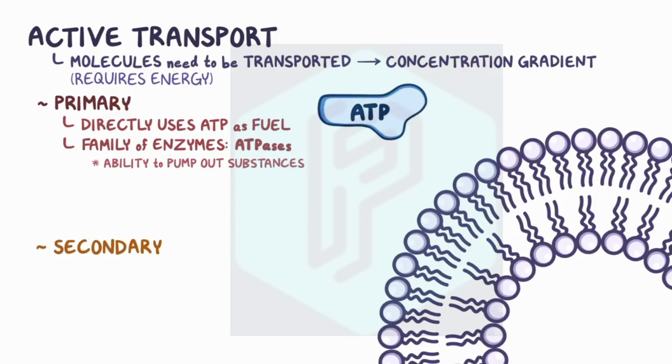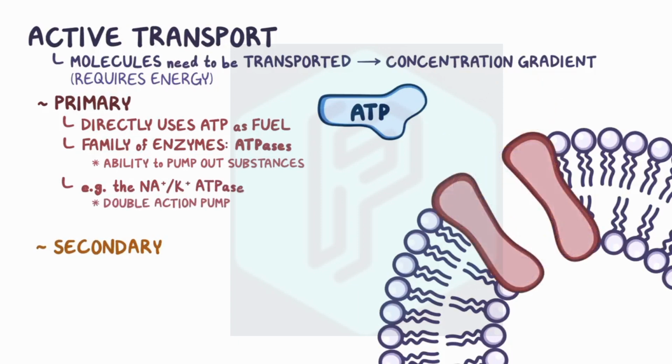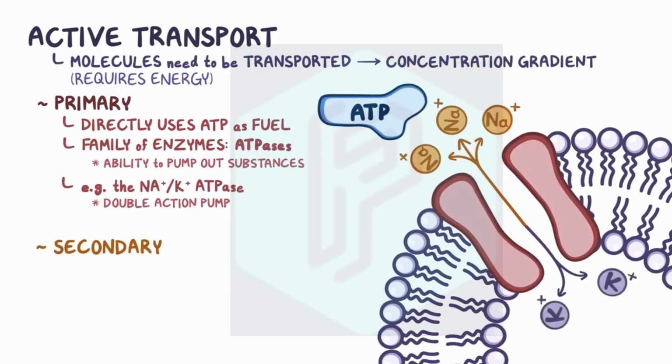Sort of like a candy dispenser. You insert a coin and candy pops out. Or in our case, an ion pops out. The most important example is the sodium-potassium ATPase, which is a double action pump, meaning that for each ATP molecule, it pumps 3 ions of sodium out of the cell, while at the same time pumping 2 ions of potassium into the cell. This is an example of an antiport, because the two species of ions are pumped in opposite directions across the membrane.